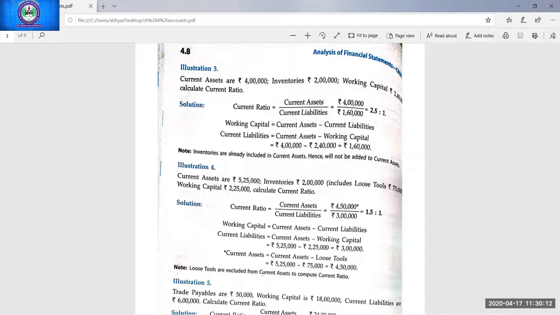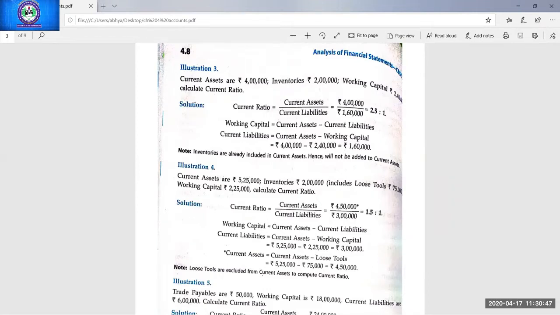Current ratio equals current assets upon current liabilities, which is equal to 4,50,000 upon 3 lakh. The answer is 1.5 is to 1, which is correct. Anmol has given me the correct answer, and Harshita has also given me the correct answer. But beta, you are writing 3 is to 2. Always write the ratios in lowest form. 3 is to 2 is equal to 1.5 is to 1. So what mistake have you done?